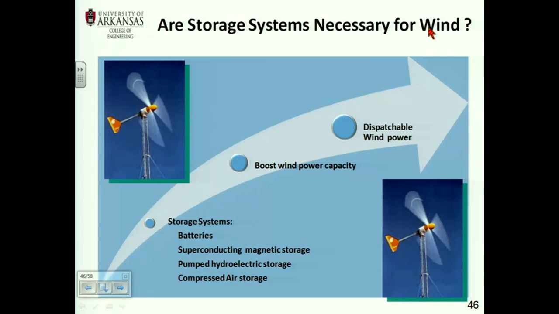So are storage systems necessary for wind? And the answer is yes. Because if you have energy storage, which is economical, you turn wind into dispatchable. And then wind will have much more value. What can you use as a storage?